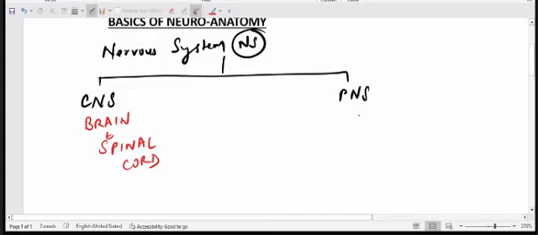Apart from your brain and spinal cord, everything whatever we are seeing, any nerve like your sciatic nerve, musculoskeletal, any kind of nerve apart from the brain and spinal cord, including cranial nerves, is part of the PNS, the peripheral nervous system. Clear? Now, this much you know.